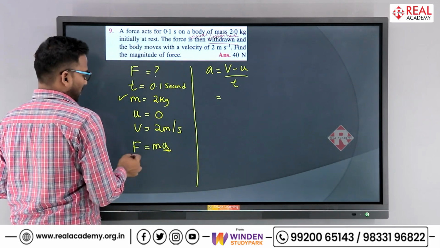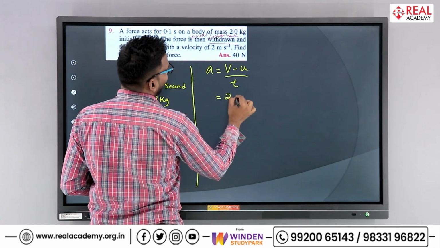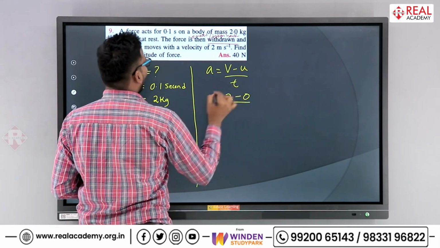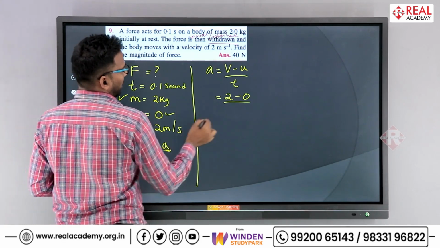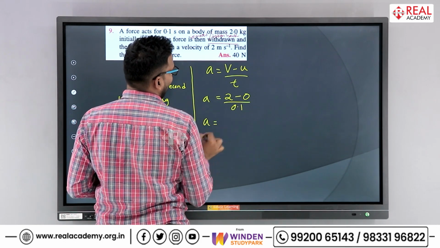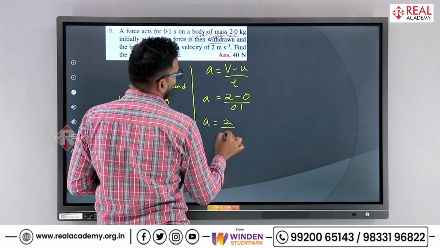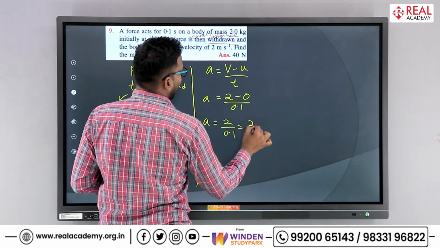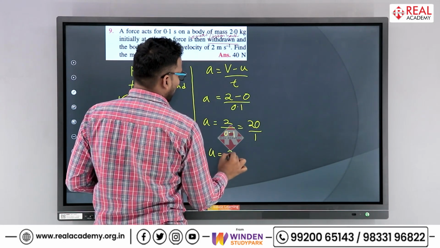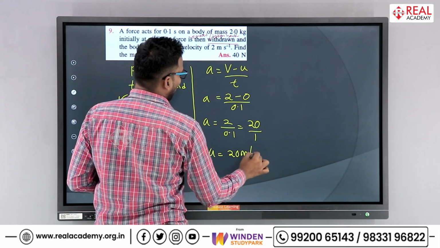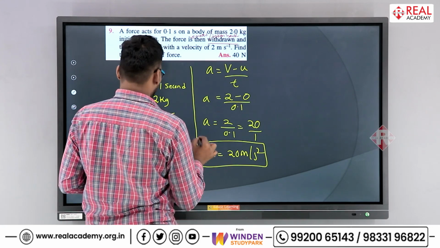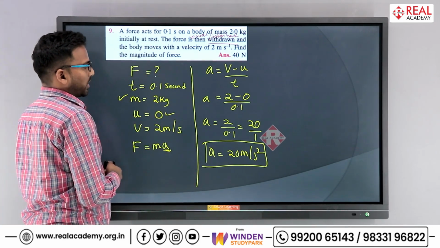What about final velocity? Final velocity is 2 meter per second minus initial velocity. Initial velocity is 0, upon time. For how much time has the force been applied? That is 0.1. So this gives us the acceleration, that is 2 upon 0.1. So can I say it's 20 upon 1? So acceleration is 20 meter per second square, right?